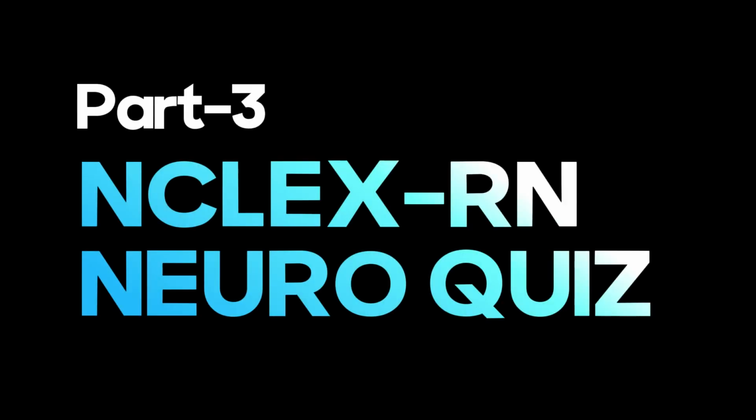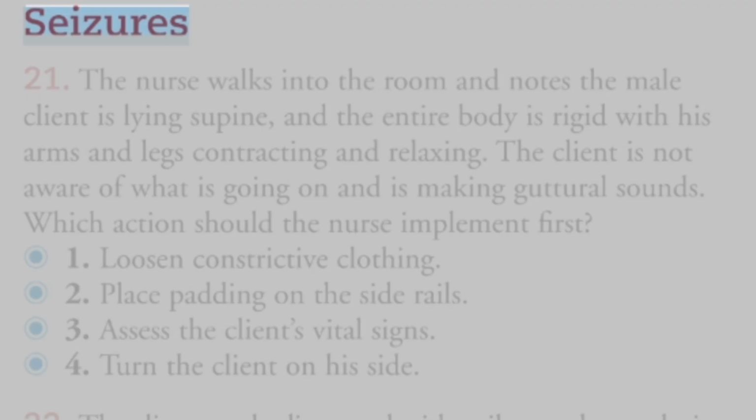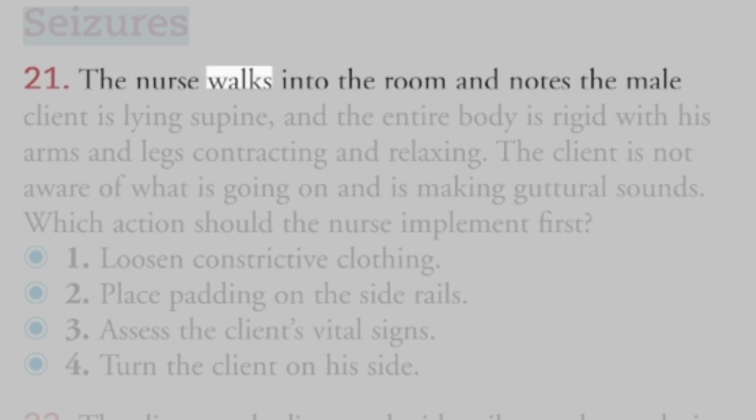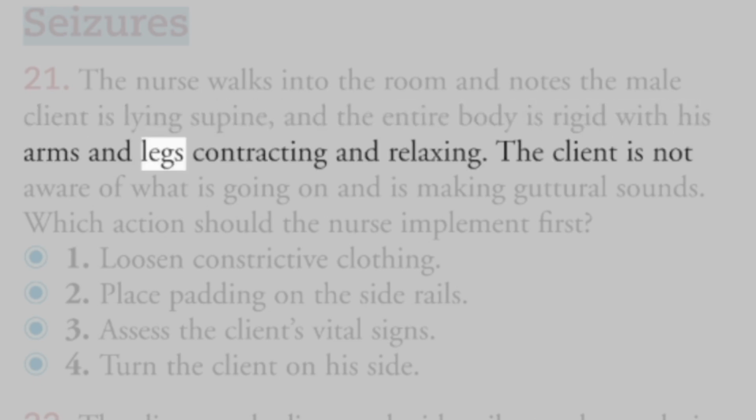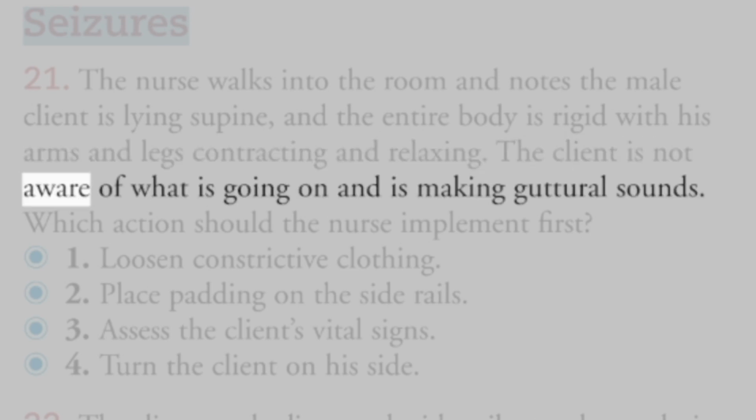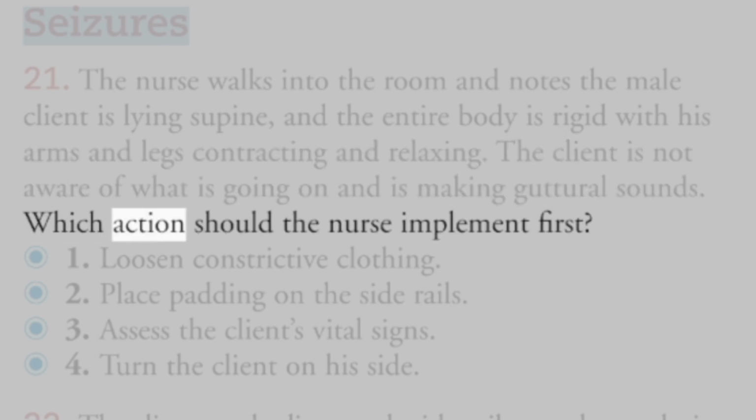Part 3 NCLEX neuro quiz. 21. The nurse walks into the room and notes the male client is lying supine, and the entire body is rigid with his arms and legs contracting and relaxing. The client is not aware of what is going on and is making guttural sounds. Which action should the nurse implement first?